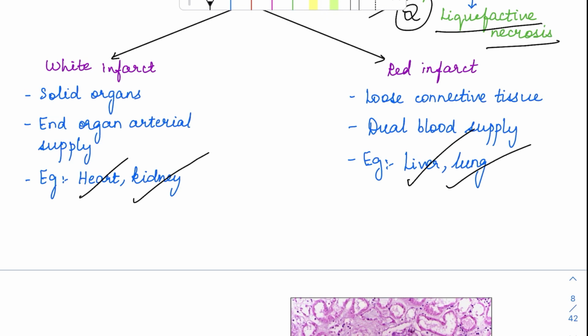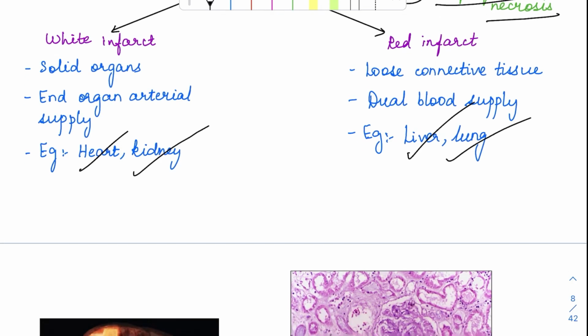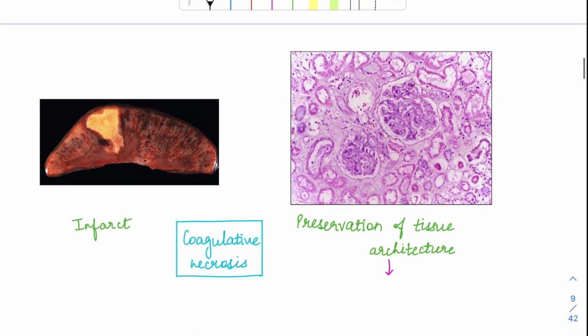In the liver we have both the portal vein and hepatic artery. In the lung also we have the bronchial artery and pulmonary artery. So dual blood supply is present, which will lead to red infarct. Let's see the image of this coagulative necrosis. This is a solid organ in which you are seeing this kind of tan white infarct, which has this wedge shaped structure. At the origin of the infarct, the blood vessel is going to be occluded at the tip, or the apex, and the base is going to be formed by the base of the organ.